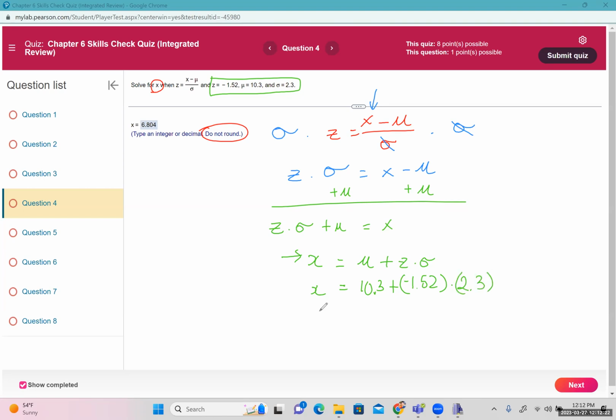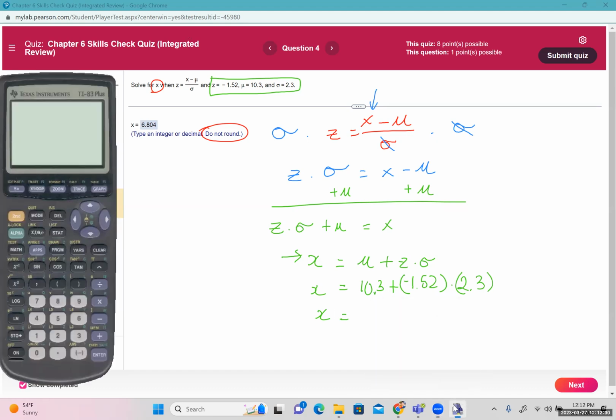So I can use calculator in here. That's fine. Let's do 10.3 plus with a negative 1.52 and then multiply it by 2.3. Then I enter with this. So and now we'll have 6.804.